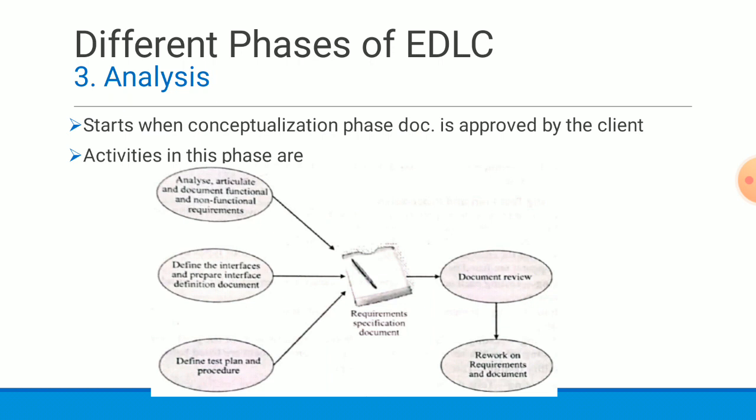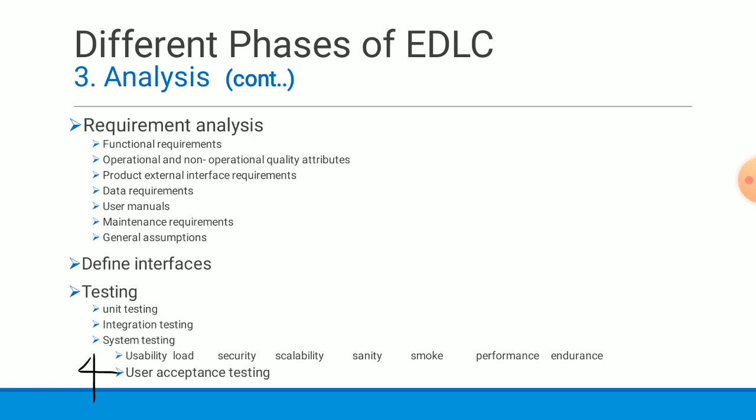Okay, so the various requirements that need to be addressed during the requirement analysis phase for a product are: first one is functional requirements or functional capabilities like performance, operational characteristics, etc. Then second one is operational and non-operational quality attributes. Third one is product external interface requirements. Fourth one is data requirements, then user manuals, operational requirements, maintenance requirements and general assumptions. Okay, so these are the requirements that are considered during this analysis and documentation activity.